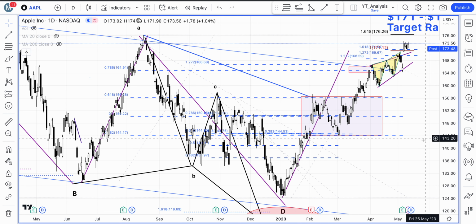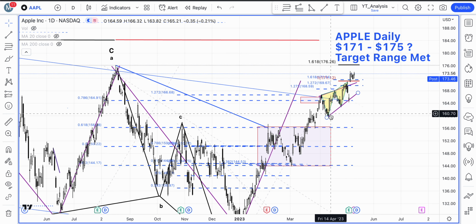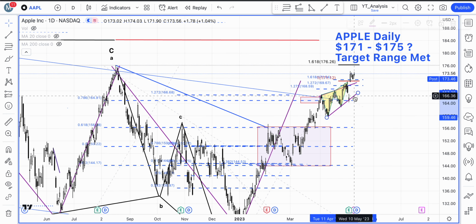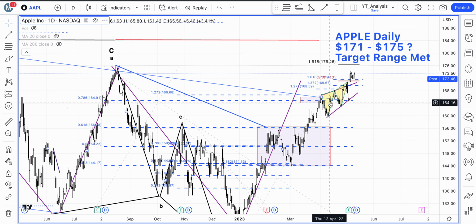So this is the daily chart of Aapl. In Aapl, our daily range target was between $171 to $175 per share level. That has been met. We were watching this wedge formation, and also this possible three drives to a top pattern highlighted in yellow.